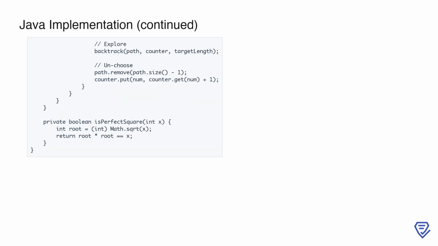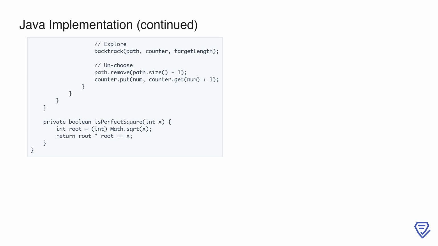Next, we dive deeper into the recursive mechanism. After modifying the path and counter to reflect our choice, we call the backtrack method again to explore further possibilities. This recursive call allows us to build the path step by step. Once the recursive exploration concludes, we undo our choice by removing the last number from the path and restoring its count in the counter map. This backtracking process ensures that we can explore other permutations involving the same number later.